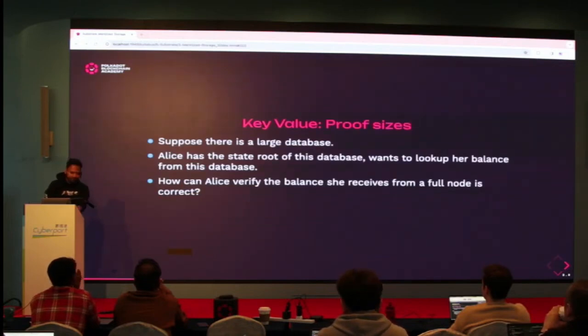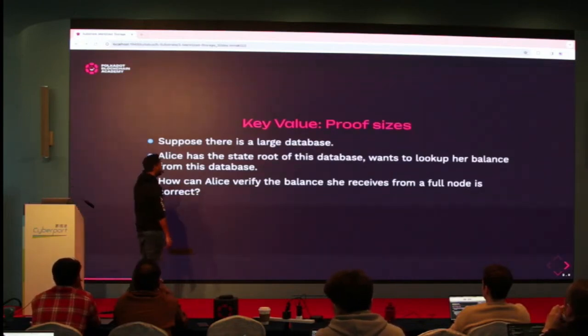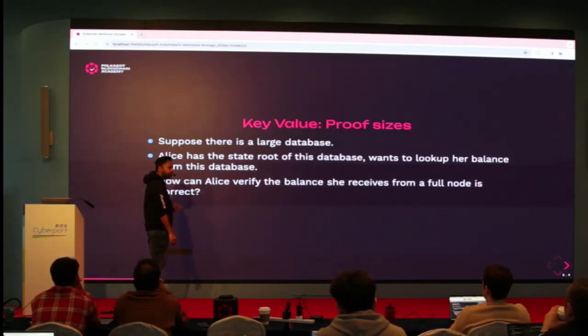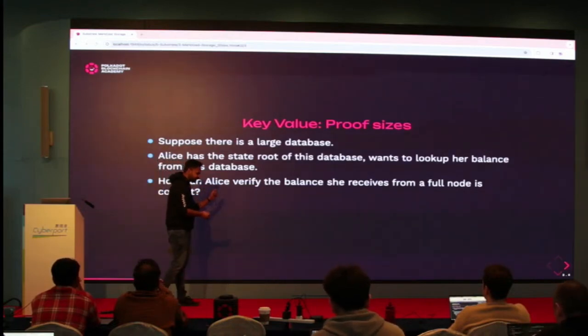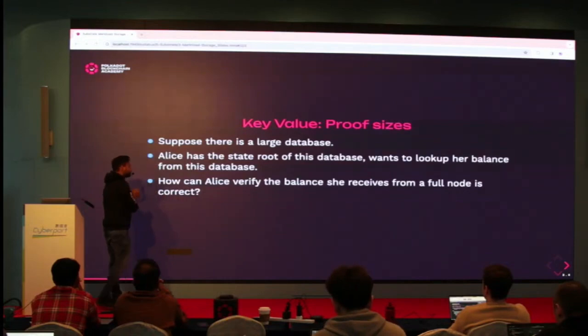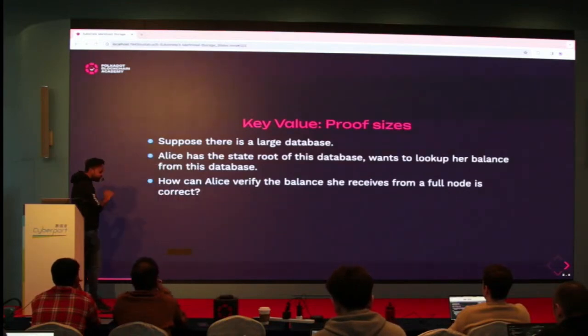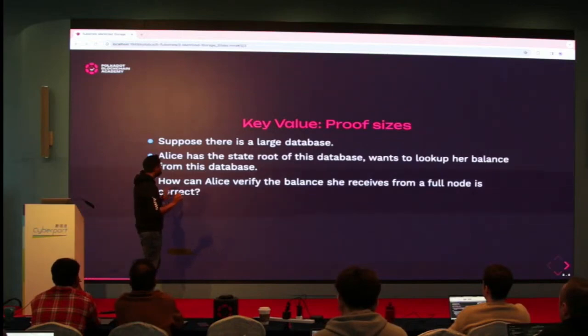Yeah, I kind of explained the reason, but I'll go through it slowly again. Why we should not have just a key value database and concatenate everything to generate a hash. Imagine there is a large database, a blockchain which has millions of accounts, right?